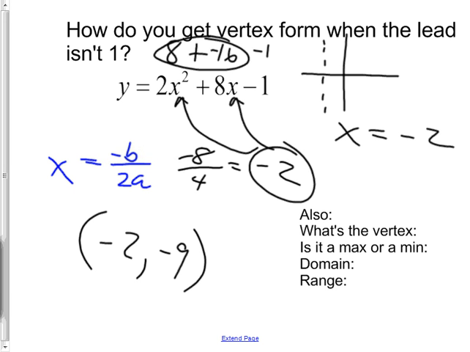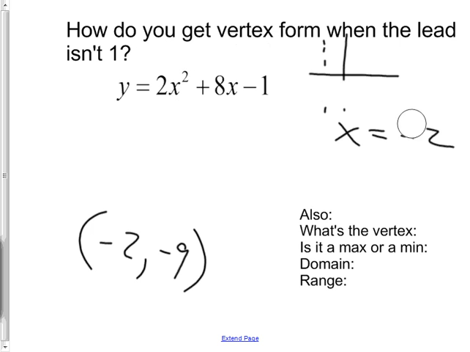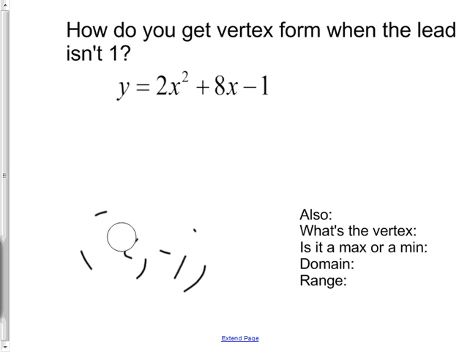Now that's one way. And I know you might think, well, I want to always do it that way for the vertex. But I'm telling you, you'll need to know how to do the vertex by completing the square also, because there's going to be problems where you have to use the complete the square method.